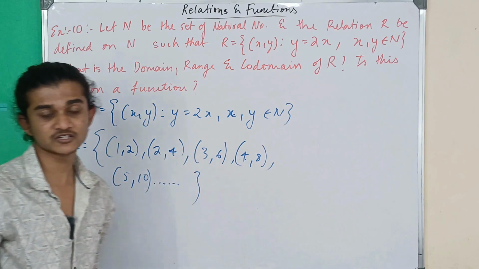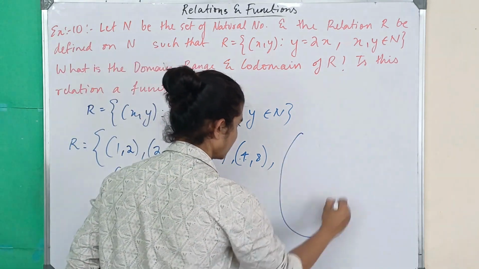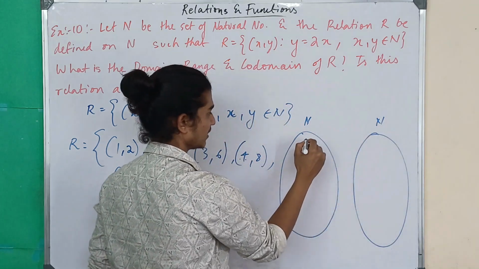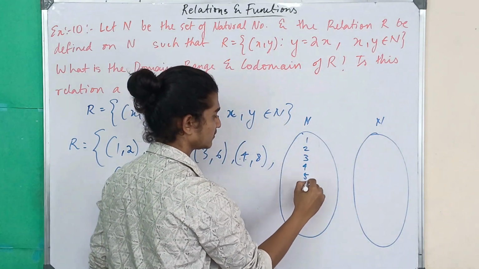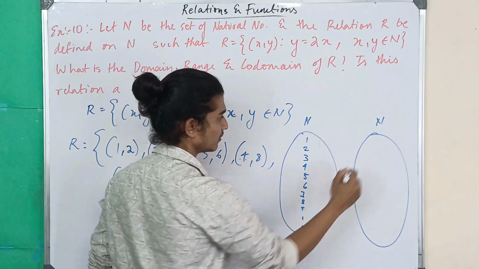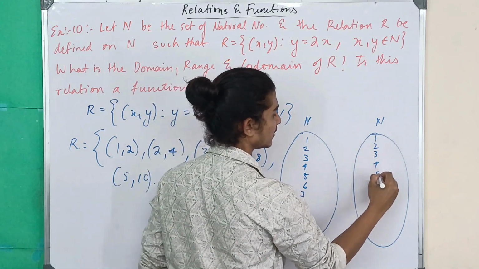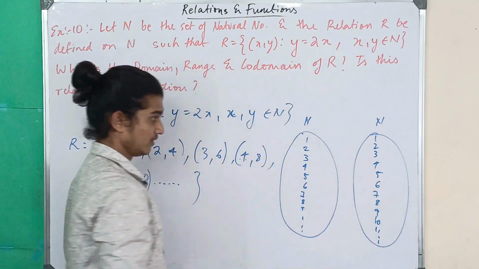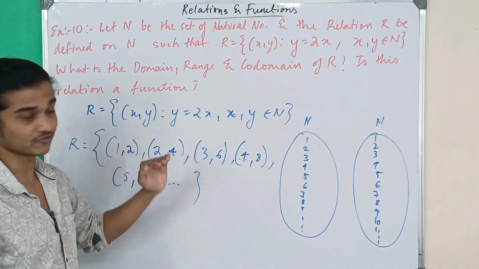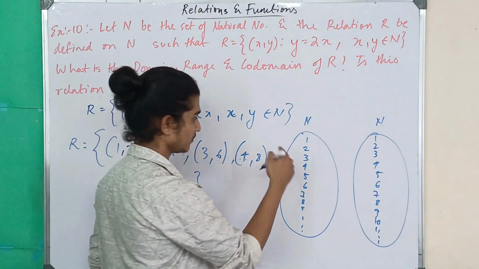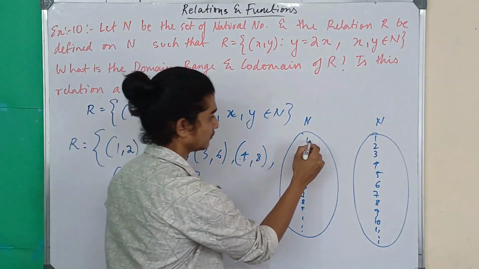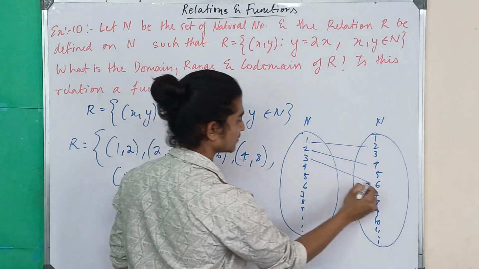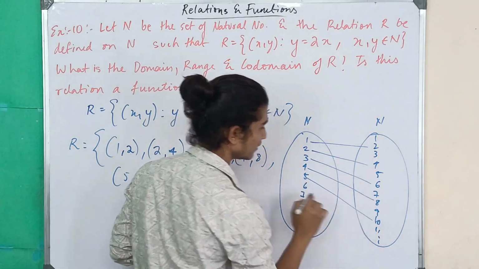Let us try to represent this relation in an arrow diagram. This is our first set N, and this is our second set N. We have 1, 2, 3, 4, 5, 6, 7, 8, 9 and so on. Here we have 1, 2, 3, 4, 5, 6, 7, 8, 9, 10, 11 and so on. Let us check whether this relation is a function or not. First, 1 goes with 2, 2 goes with 4, 3 goes with 6, 4 goes with 8, 5 goes with 10 and so on.